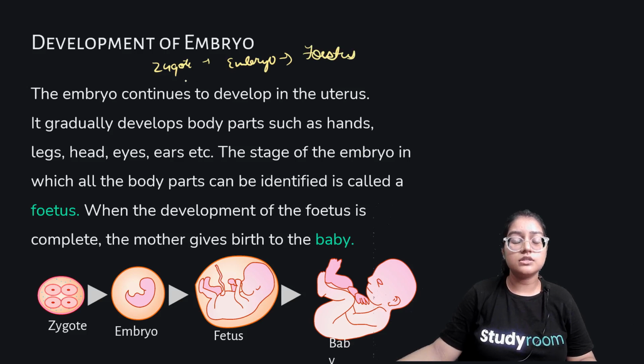So the zygote is the 2n stage, which is a single cell. The embryo is further differentiation of the zygote, and a fully developed baby, we can say, is called the fetus. When the development of the fetus is complete, the mother gives birth to a baby. You can see here some further organ developments. Then you can see the eyes and face are not completely developed, and here it's a baby, a fetus. So zygote, embryo, and then fetus, and the fetus is also called a baby.